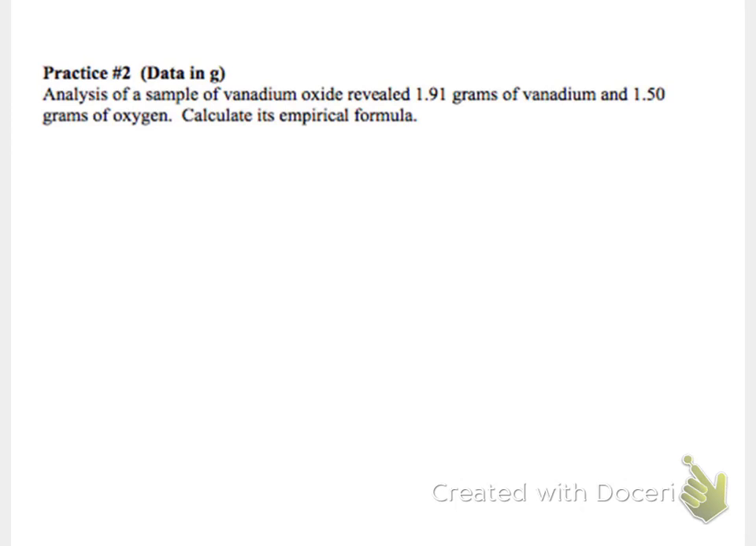Okay, the next problem, the data is given in a different form. Instead of having percents, it's given in grams. So 1.91 is the number of grams of vanadium, which is V, and 1.50 is the number of grams of oxygen. So there's no first step where we take our percents and change them to grams. Here we're going to start out directly with grams, but the rest of the steps are exactly the same. Divide by molar mass, divide by the smallest number. Stop your video, work through this problem, and then turn it back on to check your work.